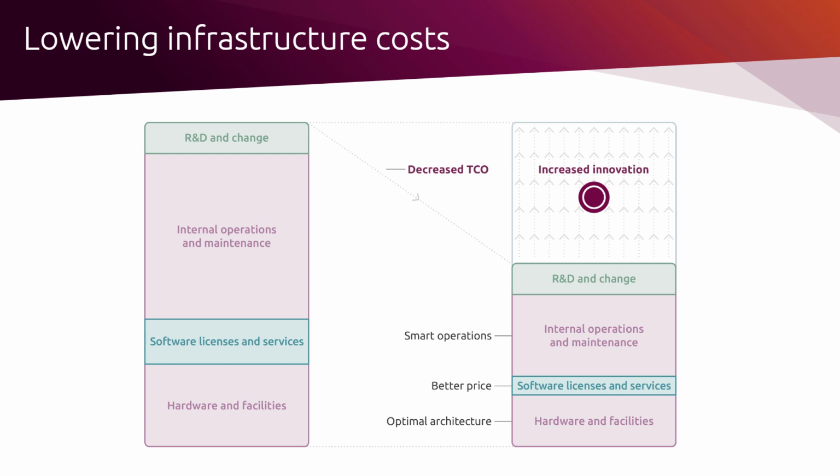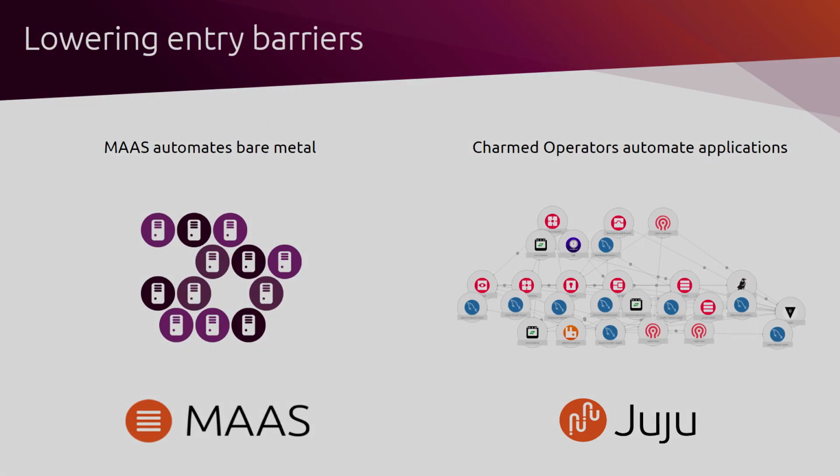Canonical's mission with open infrastructure stack is to decrease the total cost of ownership associated with cloud infrastructure maintenance, leaving much more space for innovation, which at the end of the day helps our customers to be more competitive on the market. And we decrease the TCO of cloud infrastructure maintenance in 3 ways. We provide an optimal architecture for cloud infrastructure implementation. We offer our services at a better price compared to the competition, and we leverage so-called smart operations with total bottom-up automation. Speaking about automation, let's move to the next slide.